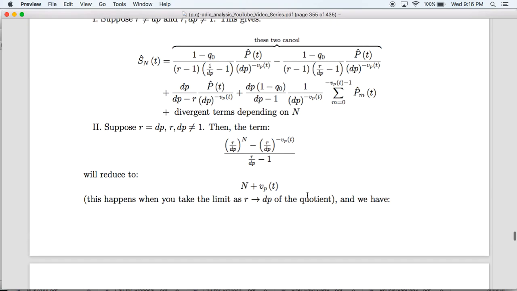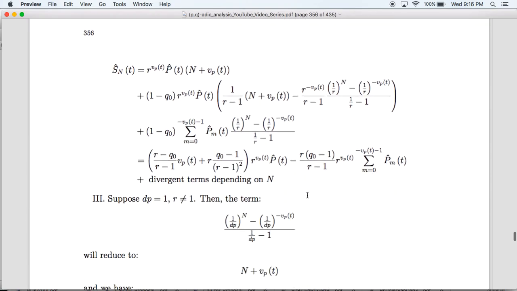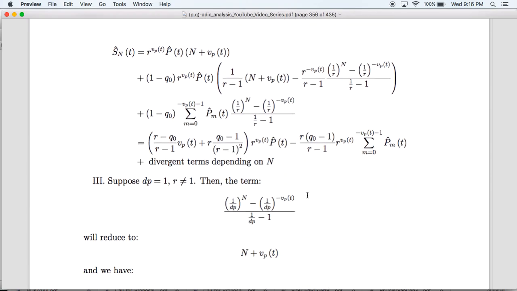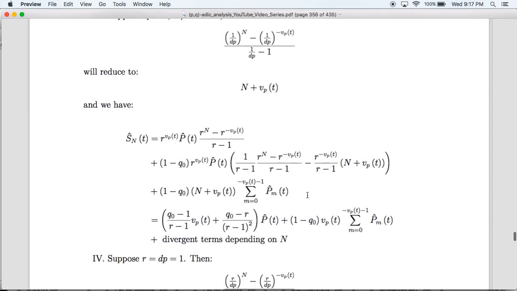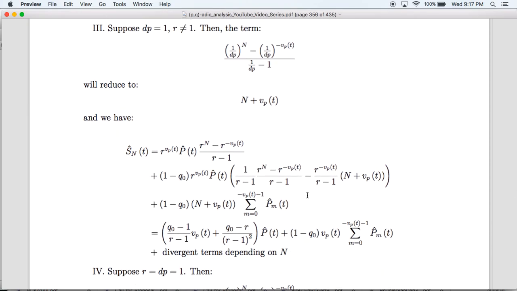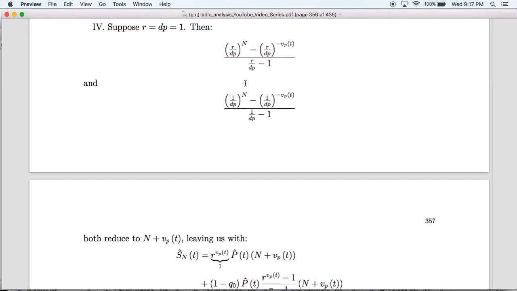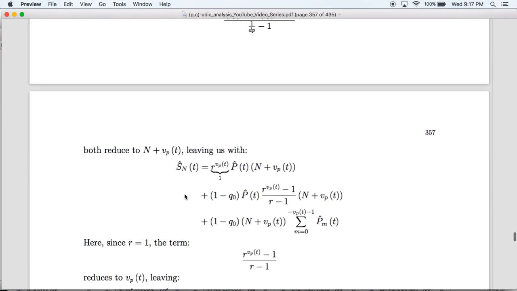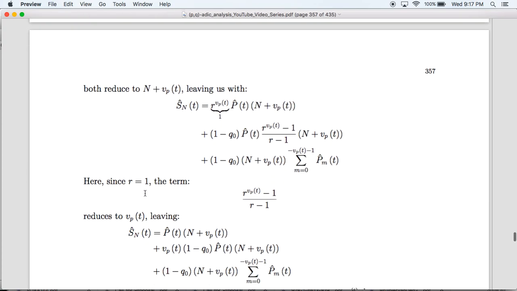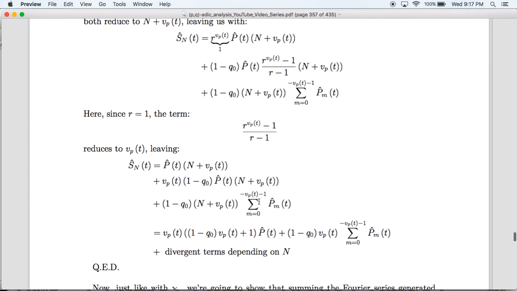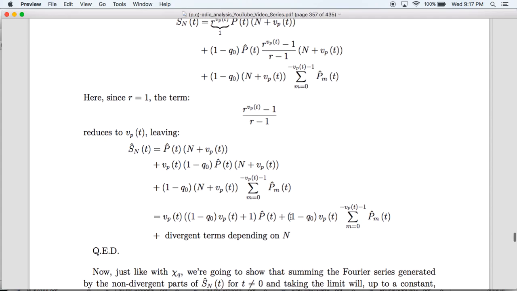So there's that here. And then we have this here. And this here. And this here. So then in this case, notice that when r equals dp equals 1, these difference quotients, the limits, they both leave us with n plus vp of t, and so we're left with this. And since r equals 1, we take the formal limit of this, and we get that it's vp of t, and we get this, plus the divergent terms.